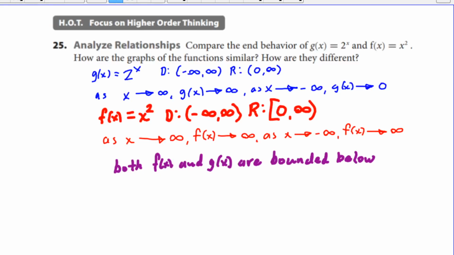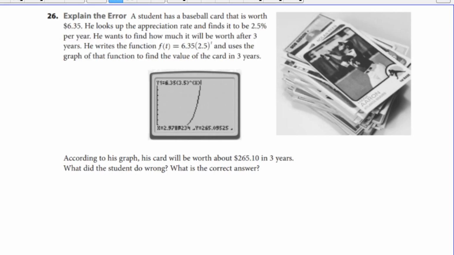And lastly, we're going to go on to 26. Explain the error. And really, in explaining the error, we're looking at what we did looking at problems 22 and 24. Okay, a student has a baseball card that is worth $6.35. He looks up the appreciation rate and finds it to be 2.5% per year. He wants to find out how much it will be worth after 3 years. He writes the function f of t equals 6.35, and so this is going to be, in the way we looked at our problems earlier, that's going to be our a sub 0. And this 2.5 is going to be our base.